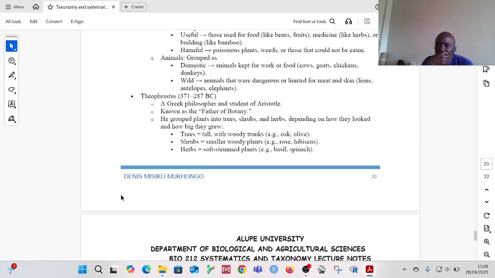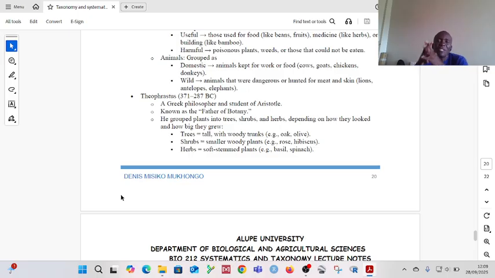Along the way, there was a Greek philosopher who was a student of Aristotle. He is known as the father of botany. His efforts are what led to the grouping of plants into either trees, shrubs, or herbs. This grouping was done mainly on how these plants looked and their ability to grow big.